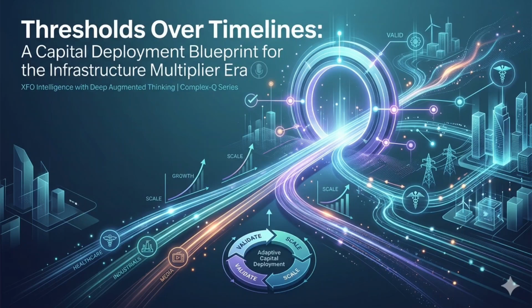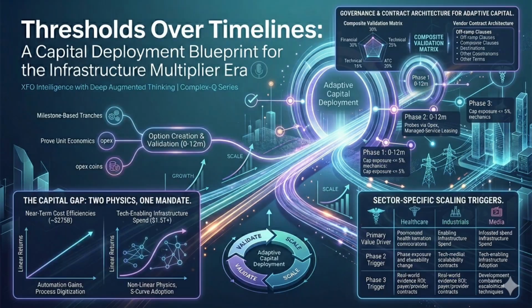Let's break it down. The $275 billion efficiency comes from linear physics: automation, cloud optimization, legacy retirement. The rest? Nonlinear physics: S-curve adoption, network effects, regulatory gatekeeping. Traditional models fail here. The solution? Treat early infrastructure spend as information acquisition, not sunk commitment. The phased threshold deployment framework runs across 3 phases.